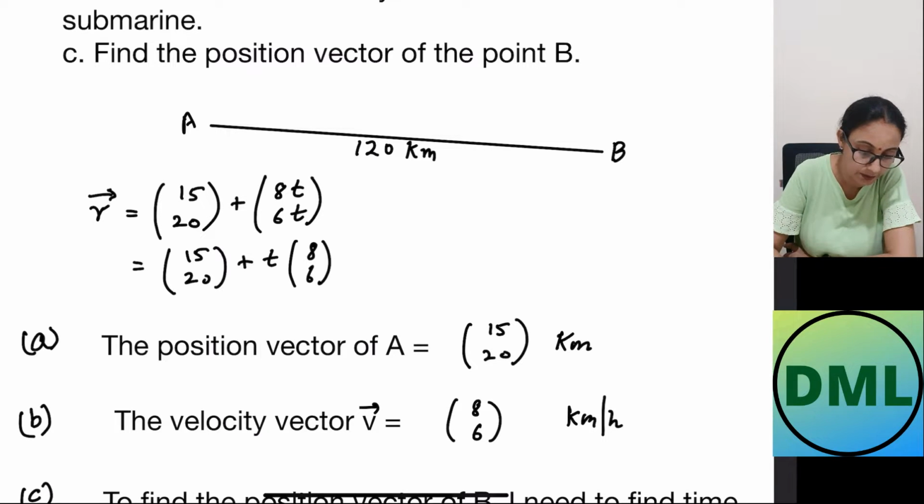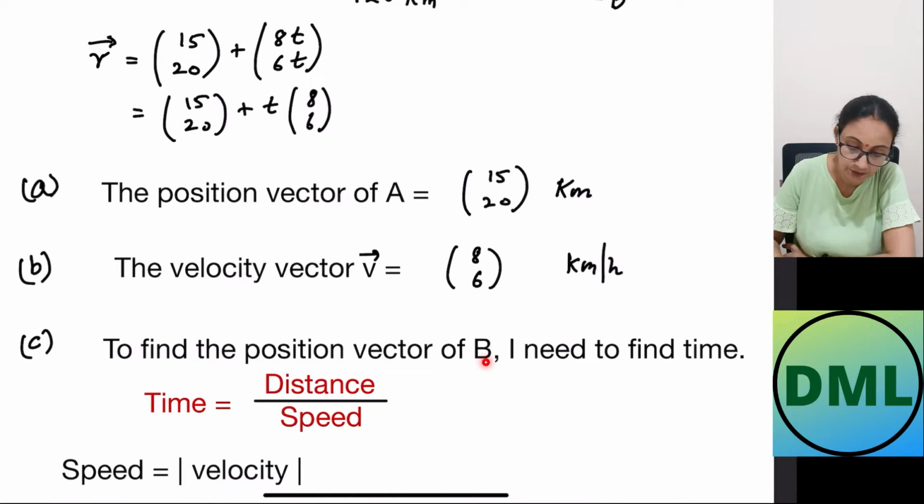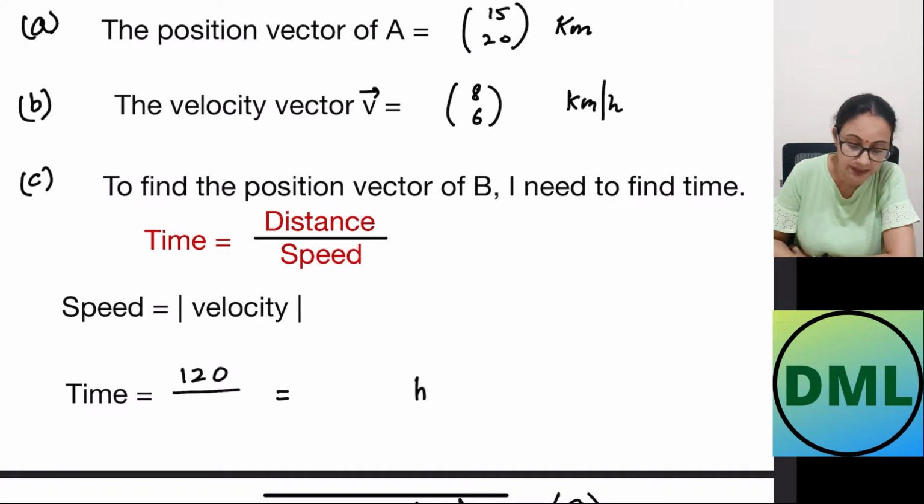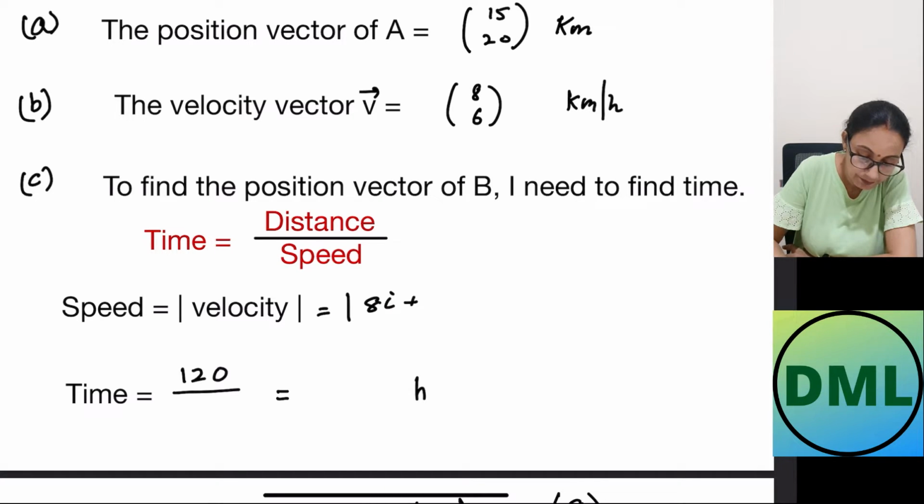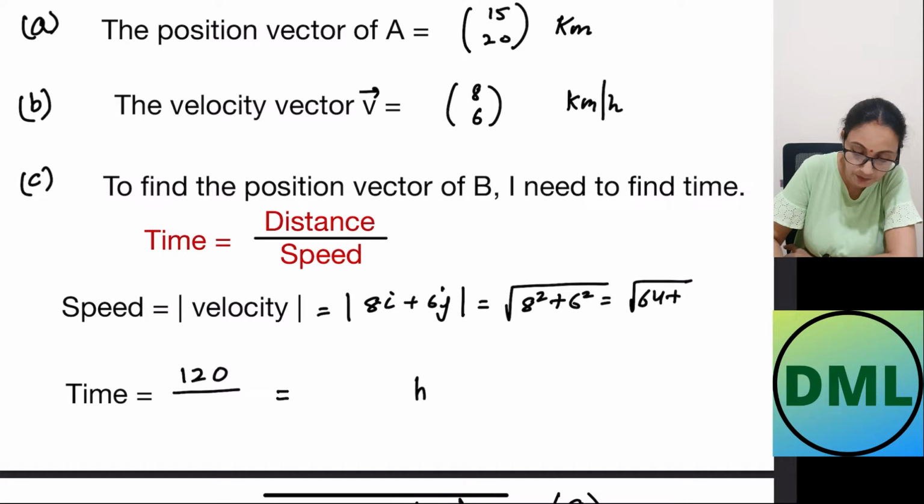Now we need to find out the position vector of the point B. For that, I need to find out the time. As you know, time is equal to distance over speed. I need to find out the speed. Distance is already given to us. It is 120 kilometers. Now, as you know, the speed is equal to the modulus of the velocity. So velocity vector is mod of 8i plus 6j, which will be equal to root of 8 squared plus 6 squared, equal to 64 plus 36, which is equal to root of 100.